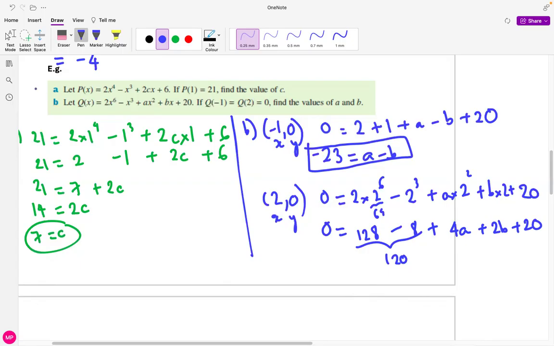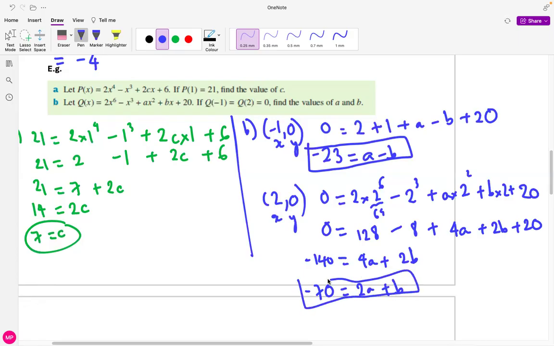We put it on the other side, you will have negative 140 equal 4a plus 2b. Then I divide both sides by 2 to make it easier. So -70 equal 2a plus b. So this is your second equation here. So you have the first equation, you have the second equation, then you can solve simultaneously for a and b.